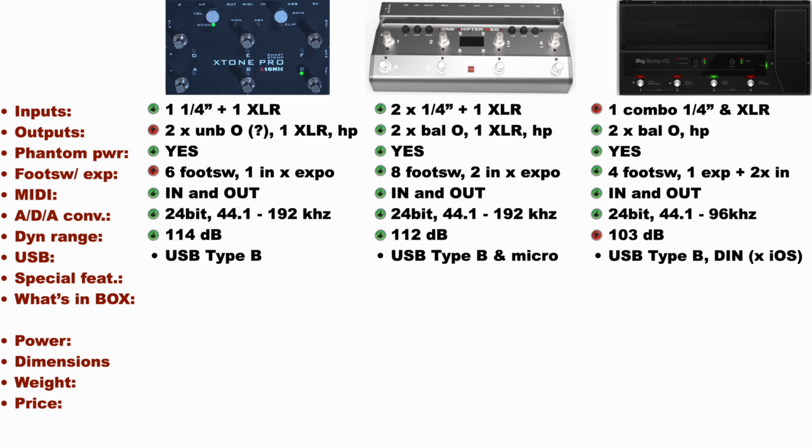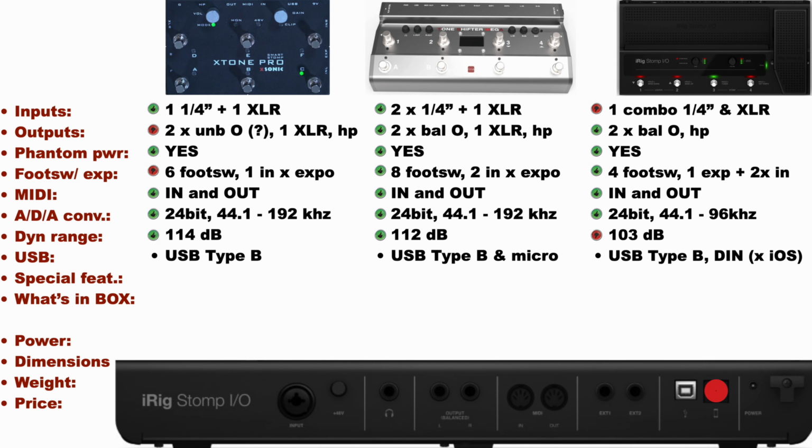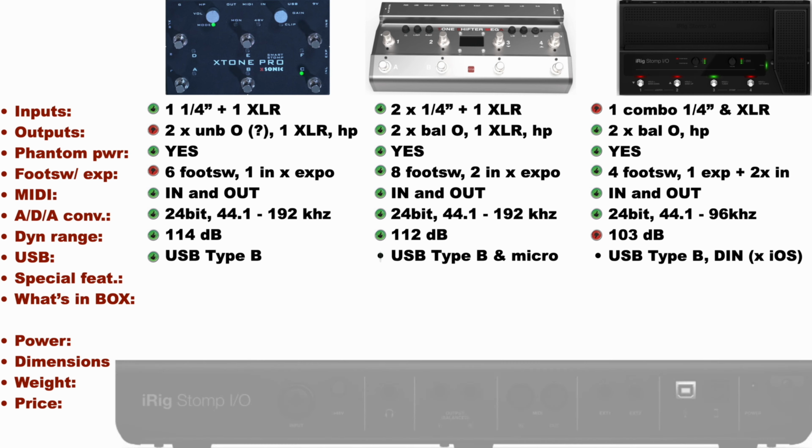The xTone offers a USB Type-B connection, the Tone Shifter both Type-B and micro USB connections. If I understood it well, the micro USB should be used if you need to power the unit, for instance, without connecting it to a computer via Type-B USB. And the Stomp IO has a Type-B connection and a DIN proprietary connection to be used with the provided cable to connect to iOS devices. Strange choice here, as both the xTone and the Tone Shifter do not need this specific port, but can just be used with standard USB.